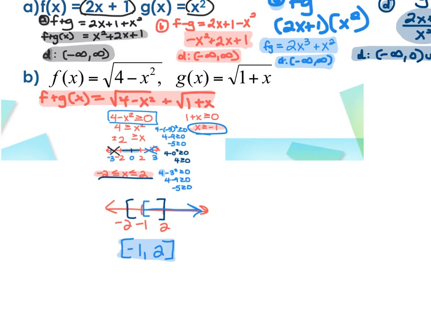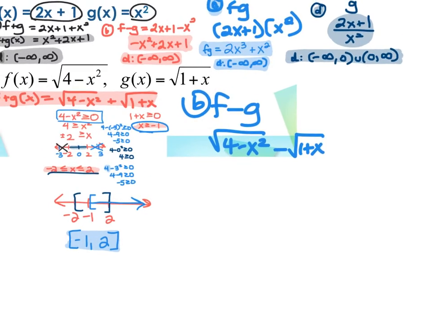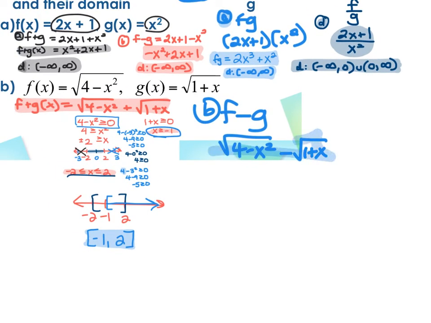Okay. All right, so now let's do B, which was the adding. I'm sorry, the subtracting, f minus g. So I'd get the square root of 4 minus x squared minus the square root of 1 plus x. And I can't do anything with that either, so that's my answer. And the good news is we already figured out the domain. It's the same from the first one, negative 1 to 2.